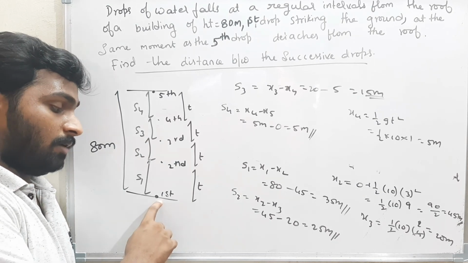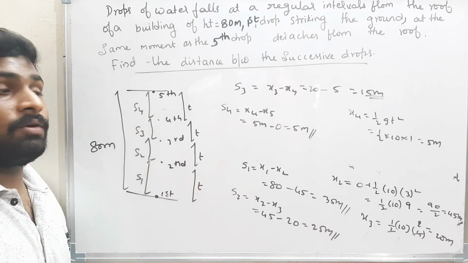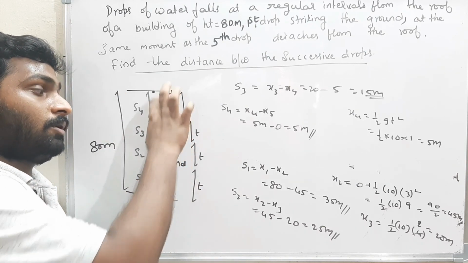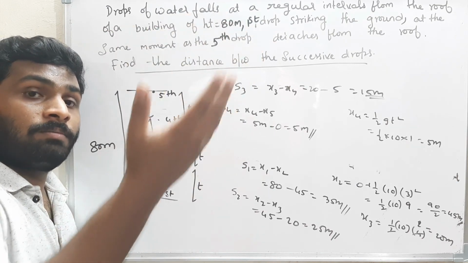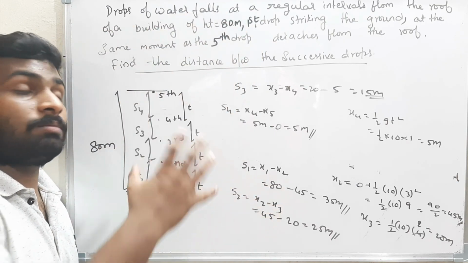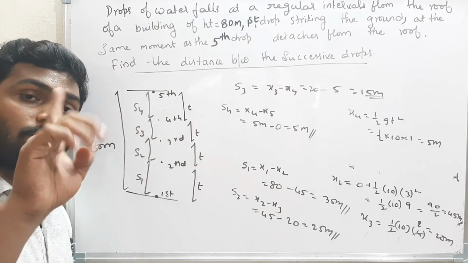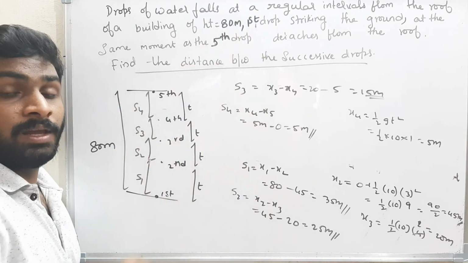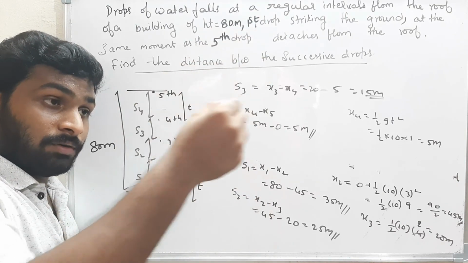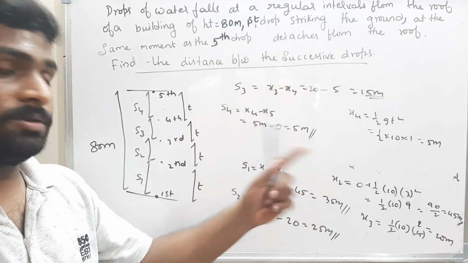First of all, I found the time for the first drop to reach the ground. The time I got was 4 seconds. And what is the time interval between two drops? The time interval between two drops is given by the formula: total time divided by n minus 1, where n is the number of drops. How many drops? 5 drops. 5 minus 1 is 4. 4 by 4 is nothing but 1 second. That means at every 1 second, one drop is released. Now they told us to find the successive distance between two drops. So now find it, that's all.